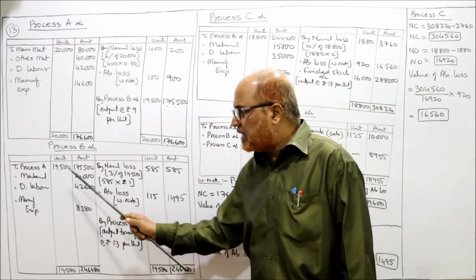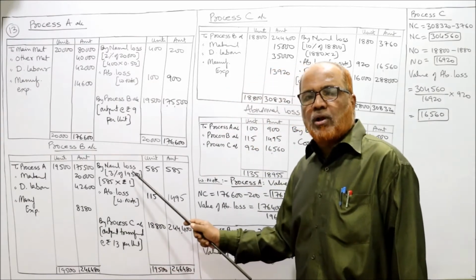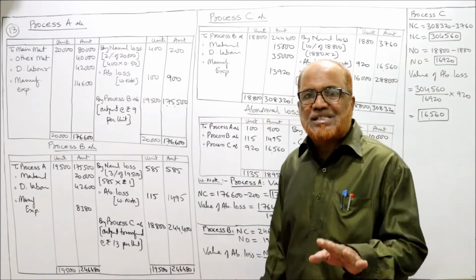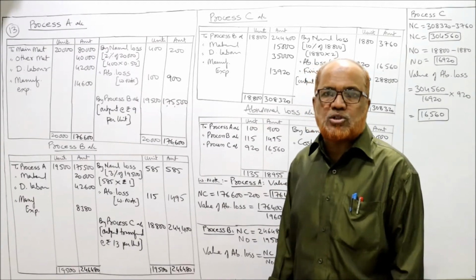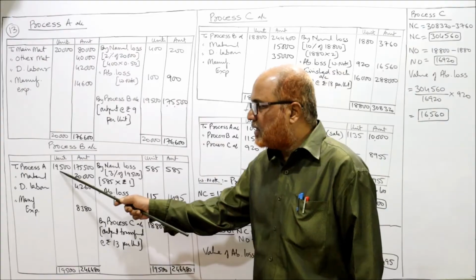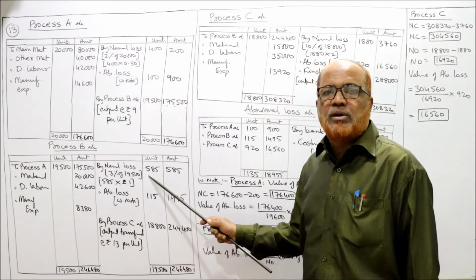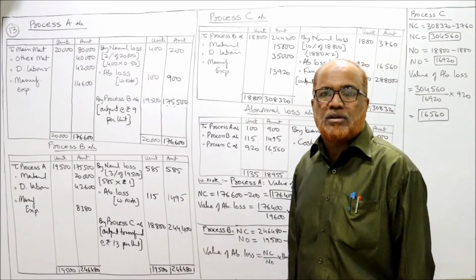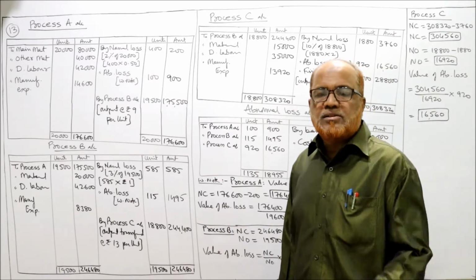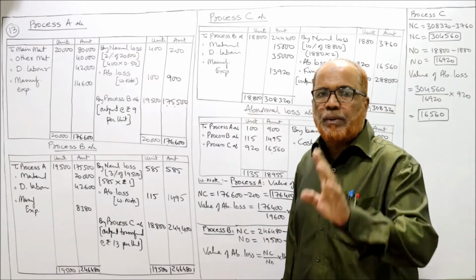Apart from that, other material, direct labor, manufacturing expenses are debited. Now normal loss. It is given that normal loss in the second process is 3%. In B process, normal loss is 3% of the input. How much is the input? 19,500. So 3% of 19,500, 585 units is the normal loss. And it will fetch a price of 1 rupee per unit. It is given in the problem. The wastage will yield a sale value of 1 rupee per unit.